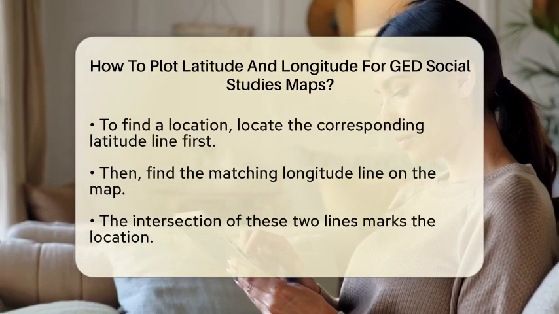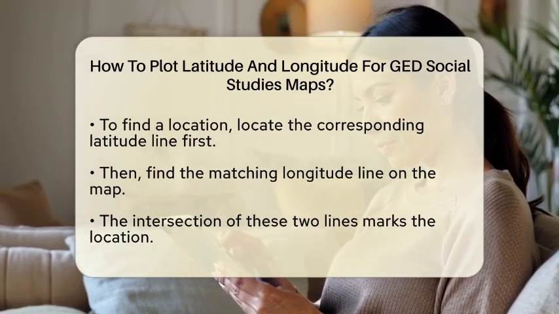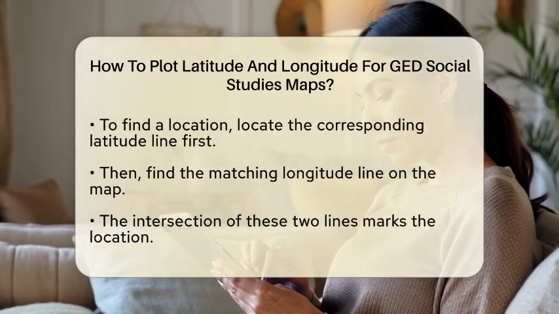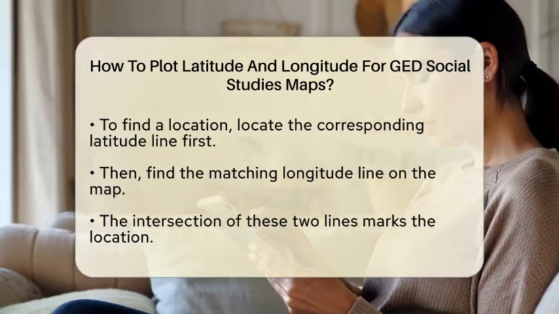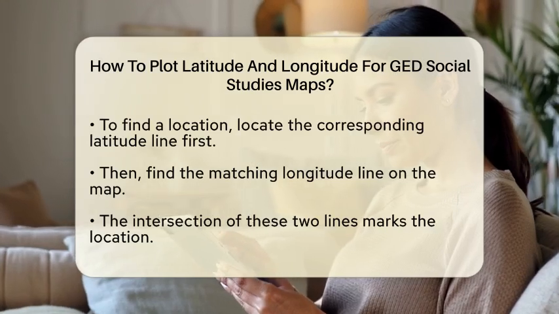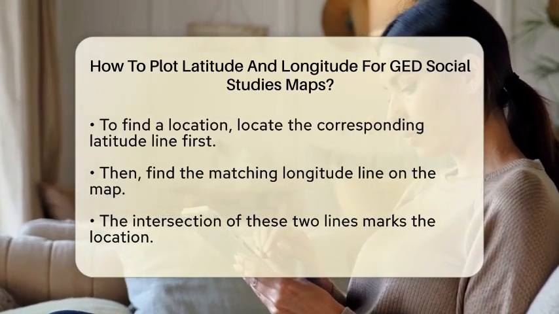To find this location on a map, start by locating the horizontal line that corresponds to the latitude. Next, find the vertical line that matches the longitude. The point where these two lines intersect is where you will mark the location.